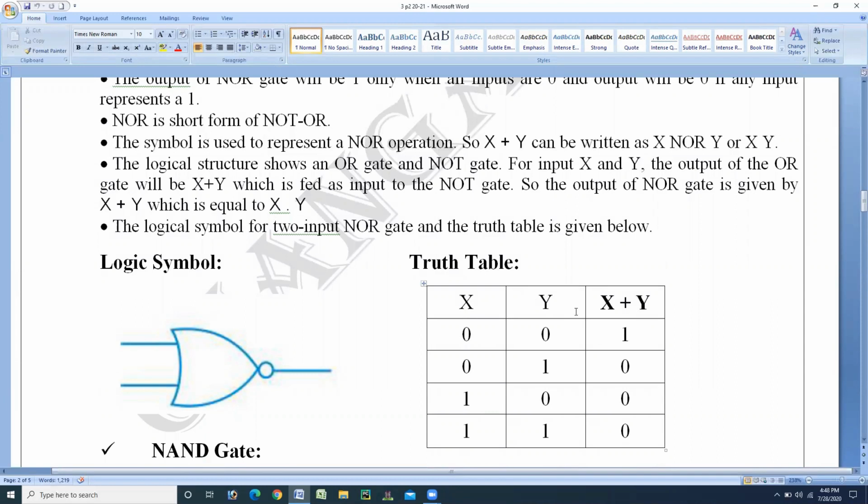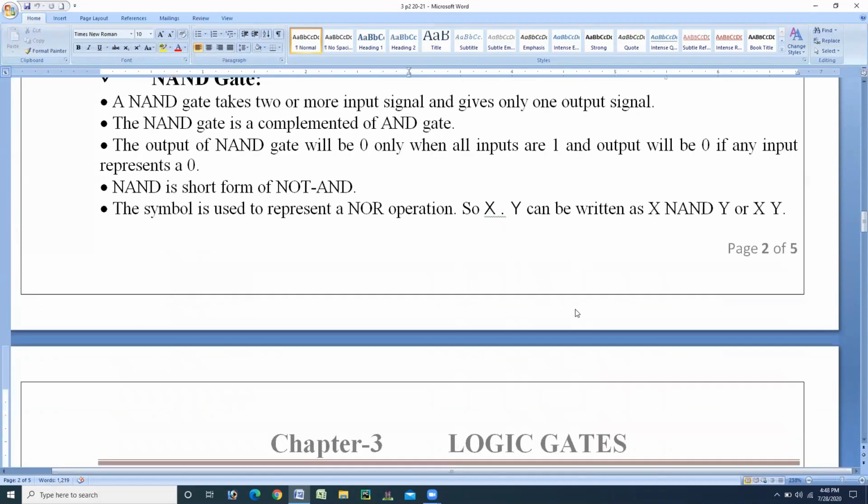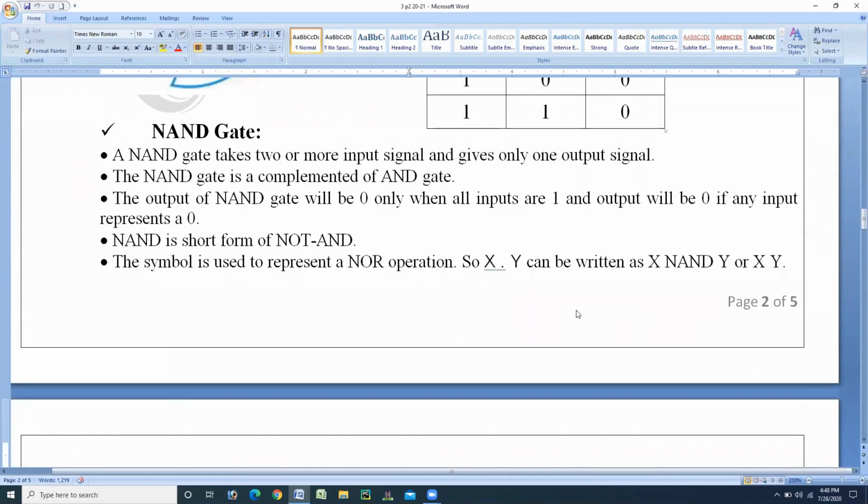Then today we start with the next gate, that is NAND gate. When you observe the name of the gate, NAND, we come to know that this gate is also a combination of two basic logic gates, that is NOT gate and AND gate. That becomes NAND gate, right?